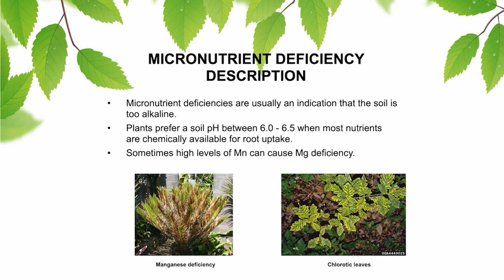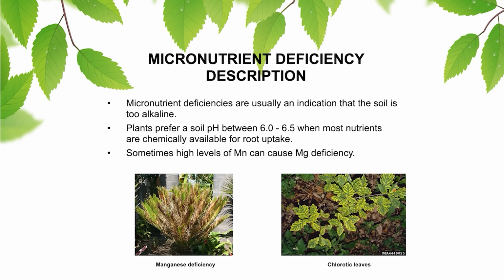Micronutrient deficiency description. Micronutrient deficiencies are common in many different tree species, including red maples, pin oaks, birches, palms, sweet gum, and other trees. Micronutrient deficiencies can be due to a lack or excess of certain nutrients in the soil or because of pH-related issues. Micronutrient deficiencies are usually an indication that the soil is too alkaline. Plants prefer a soil pH between 6.0 to 6.5 because that is when most nutrients are chemically available for root uptake.